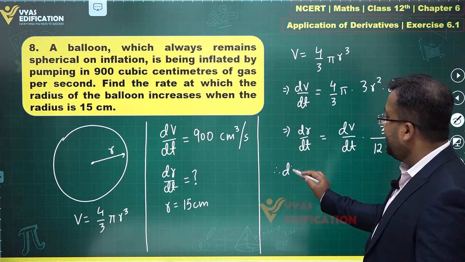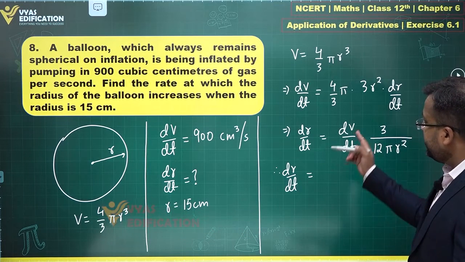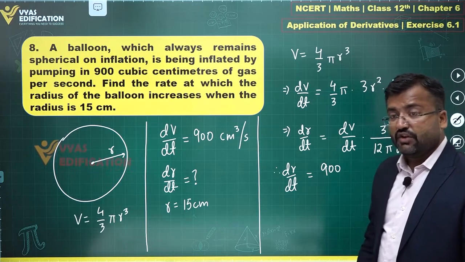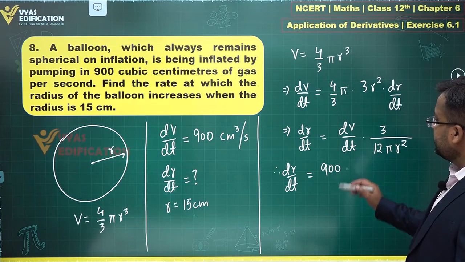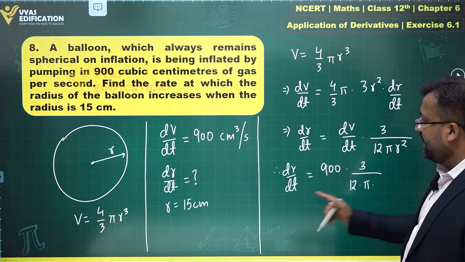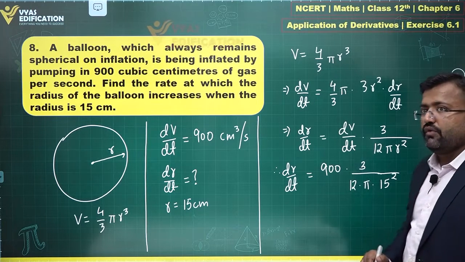Therefore, dr by dt will be equal to what? This will be equal to dv upon dt, which is 900. Okay, units are consistent. Yes, we're not supposed to worry about anything too much. This is 900 times 3 upon 12 pi. What is r? Radius is 15. So this is 15 square that I have over here.